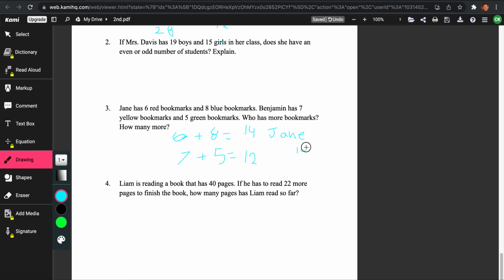So what we're gonna do is 14 minus 12. Okay, 4 minus 2, that's 2, and 1 minus 1, that's 0. So how many more bookmarks she has is 2 more bookmarks. So Jane has 2 more bookmarks than Benjamin, meaning that Jane has more. So there you go.